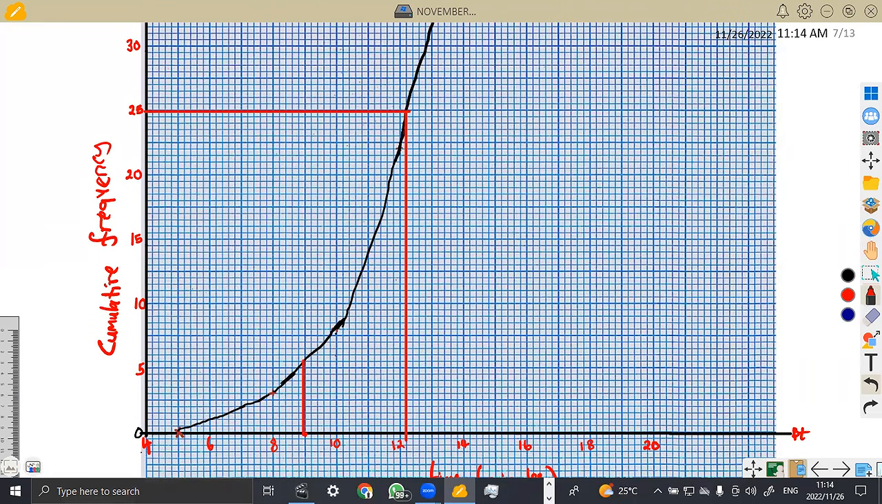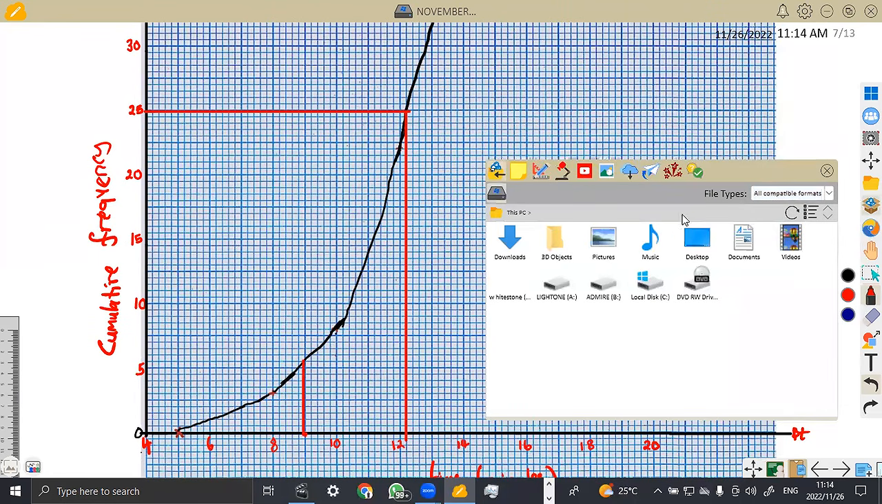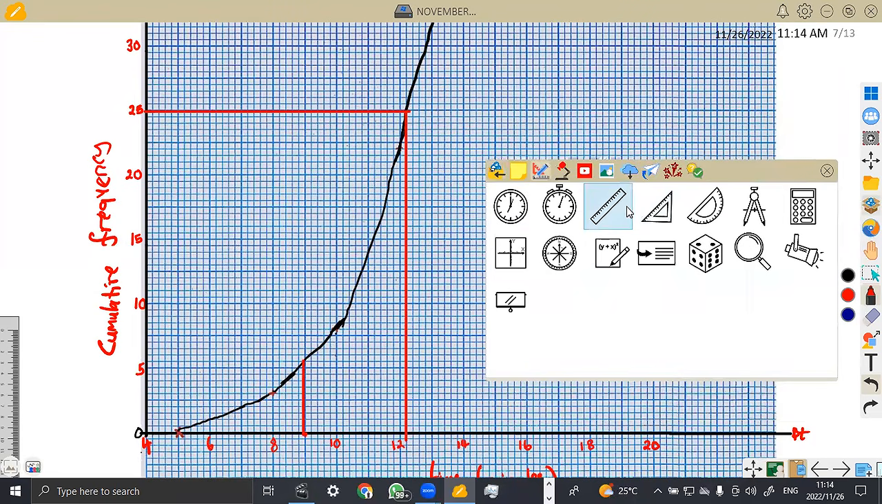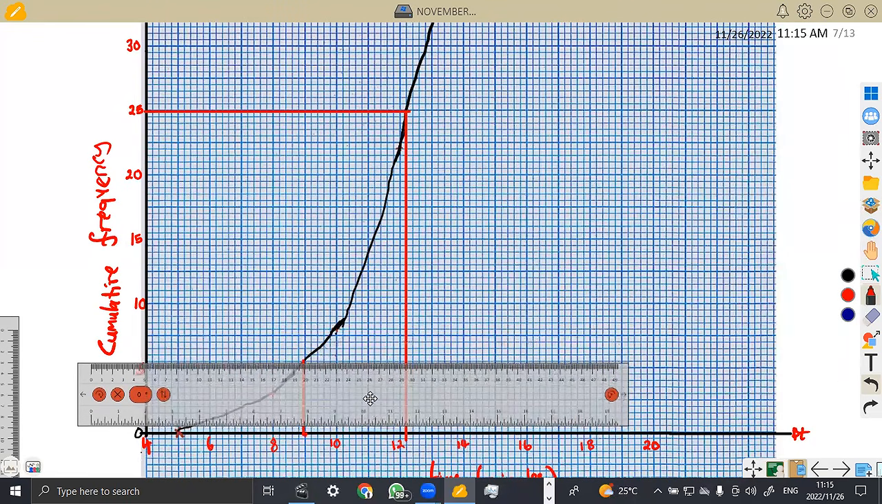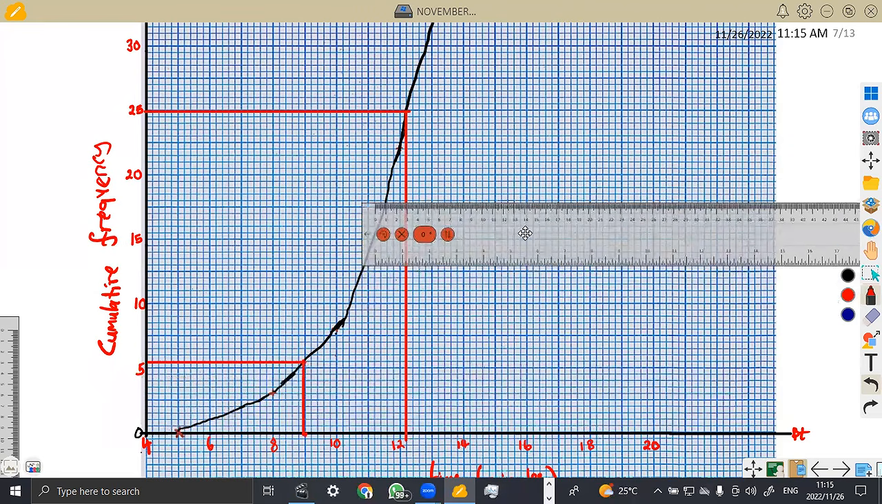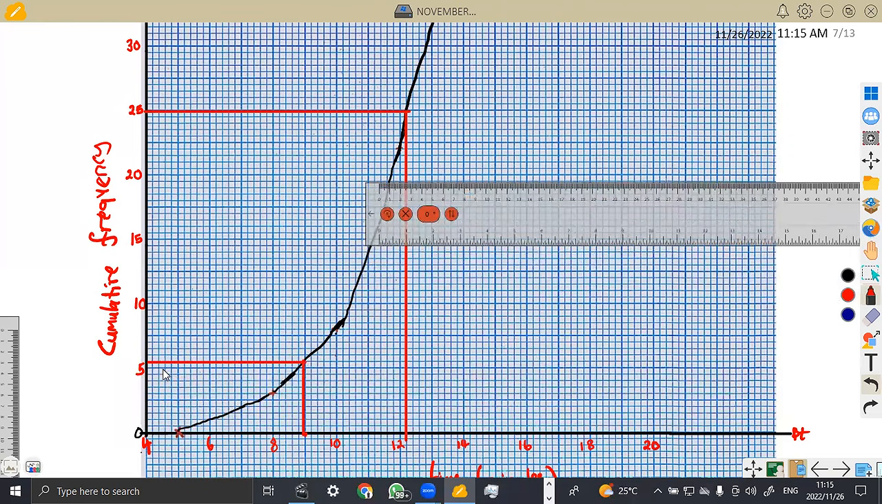Okay, I had to hide my ruler here. Let me take it back. So straight from this point, we are going to have our answer on the cumulative frequency axis. It's an estimate somewhere there. This is somewhere at 5 or 6, something like 5.5, which is going to be 5 or 6 athletes.